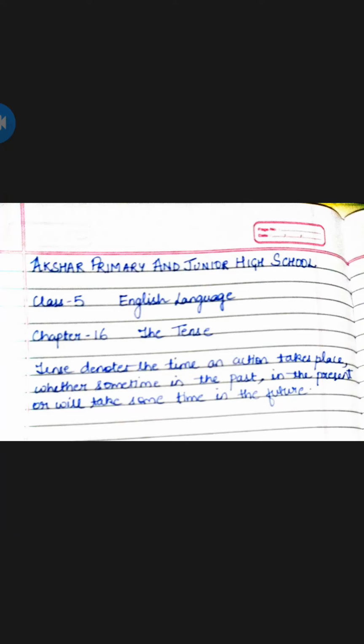So today we'll be starting a new chapter, that is chapter 16, the tense, which is given at page number 68 in your books. Okay, first of all I will tell you the definition of tense. How can you define tense?